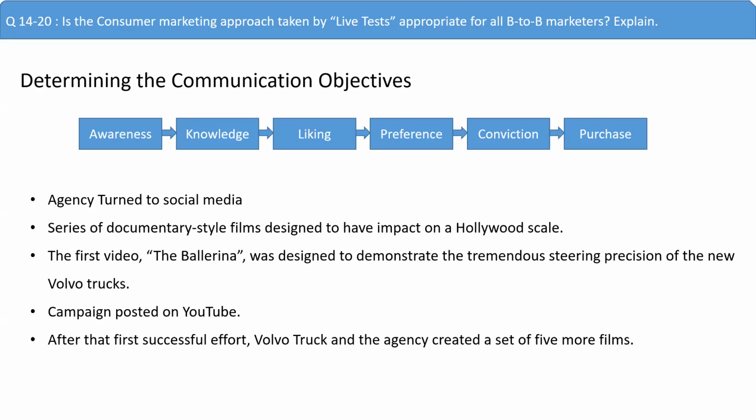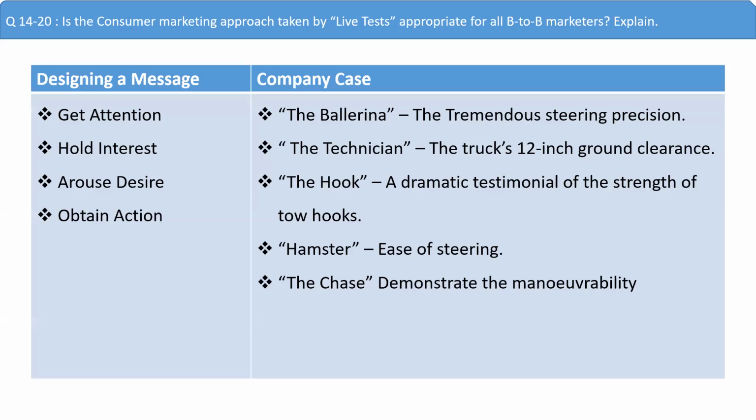After the successful effort, Volvo Trucks and the agency created a set of 5 more films, 5 more videos. When they post these videos, the customer gets awareness, has the knowledge of how they build the trucks, likes them, chooses the preference and conversion, so they can decide to purchase. So they determine the communication objective like this. Then, designing a message.